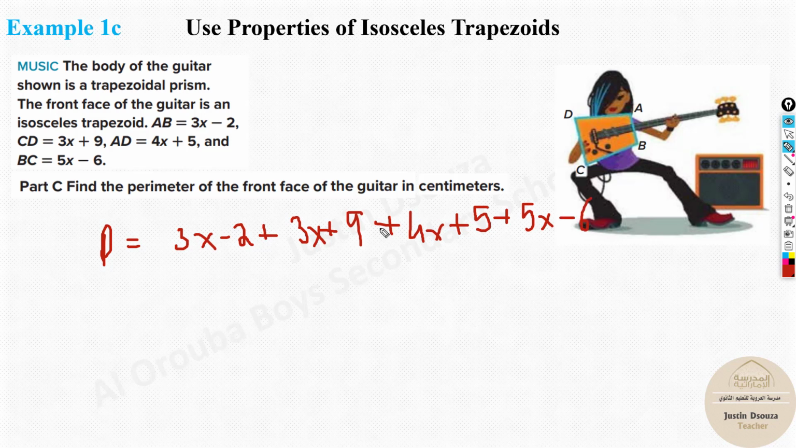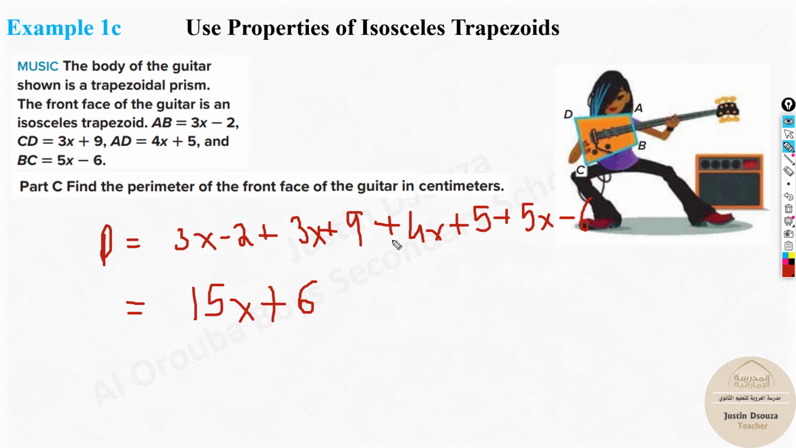Okay. Now here, add these up. 3x plus 3x plus 4x plus 5x, that would be 6, 10, 15x. Then plus 9. 9 plus 5 is 14. 14 minus 12 is 2... 2 minus 6 is... so the constant is plus 6.